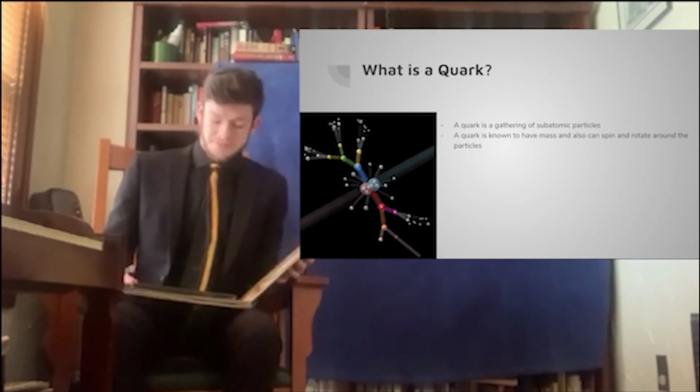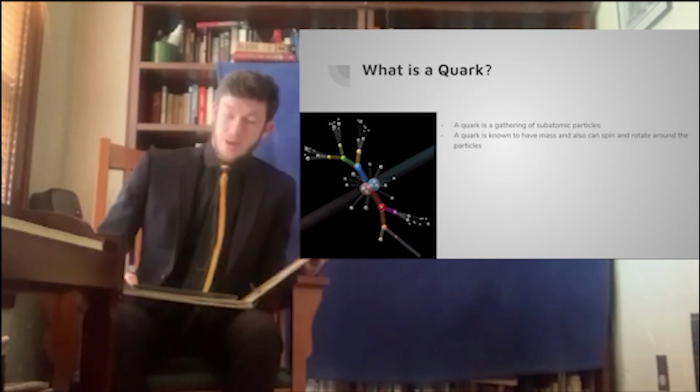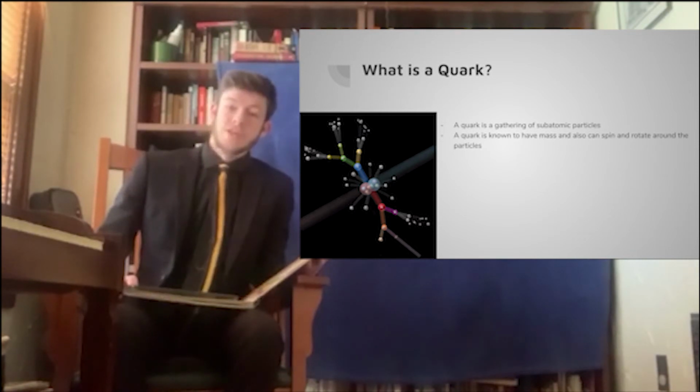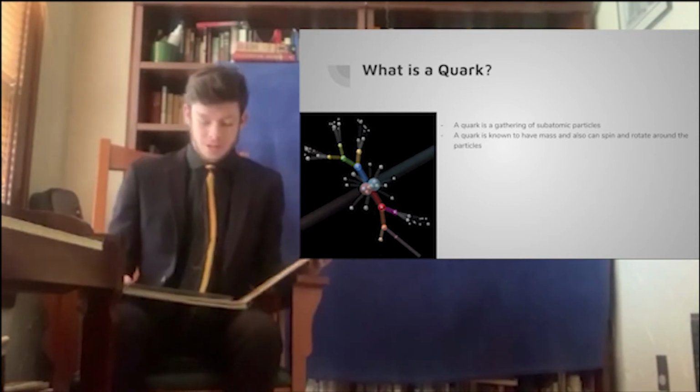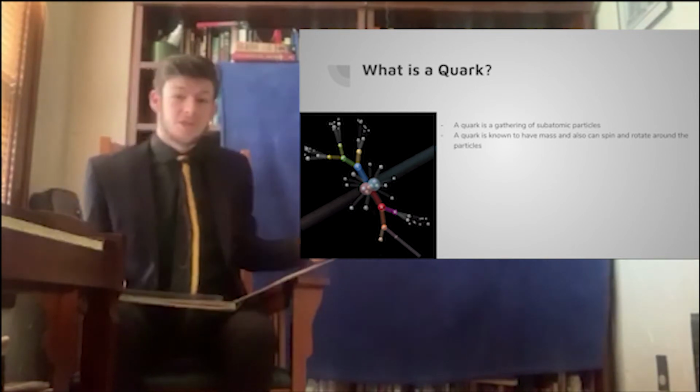What is a quark? A quark is a gathering of subatomic particles. It has a mass and can also spin and rotate around the particles. If a quark was compared to a nucleus and an atom, the quark would be just 0.01 millimeters. The nucleus would be 10 centimeters, and the atom would be 10 kilometers. Over here, you'll see a picture of a quark.